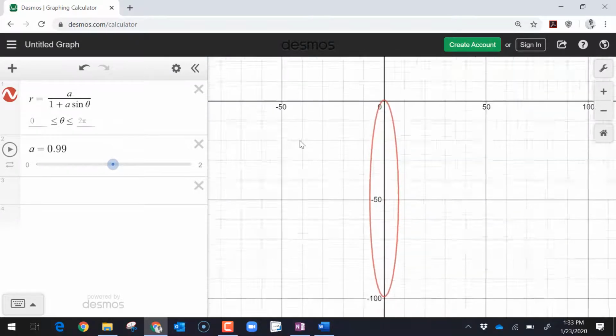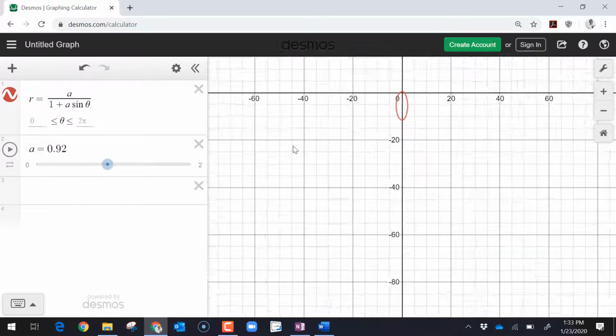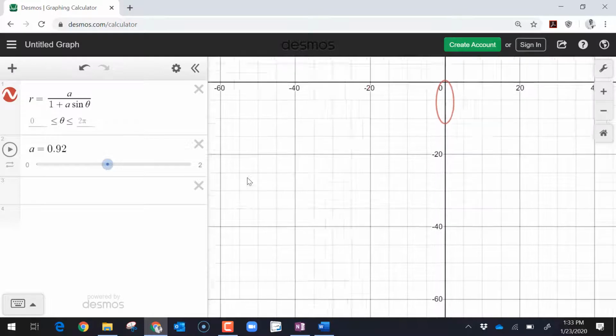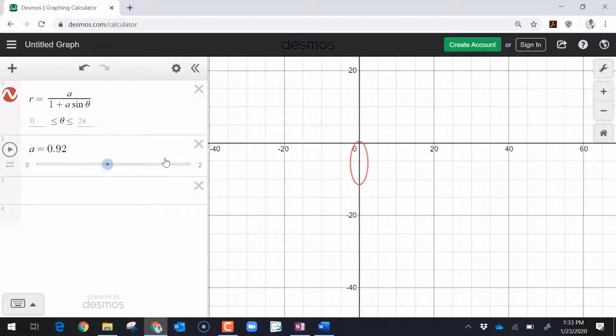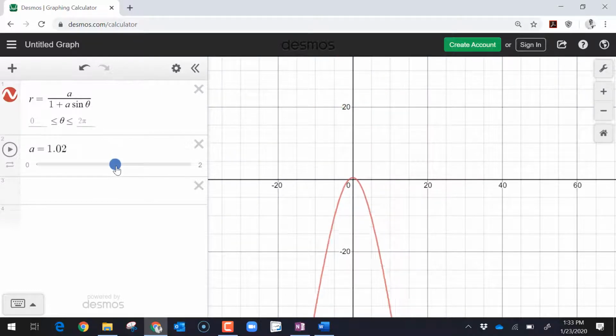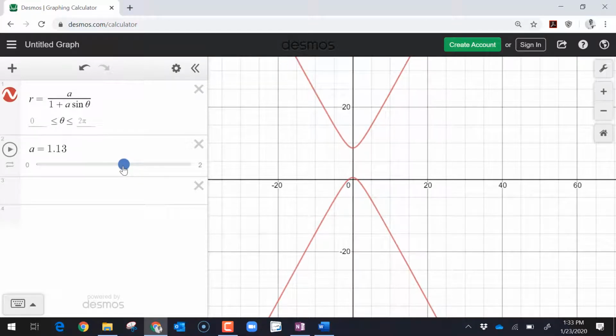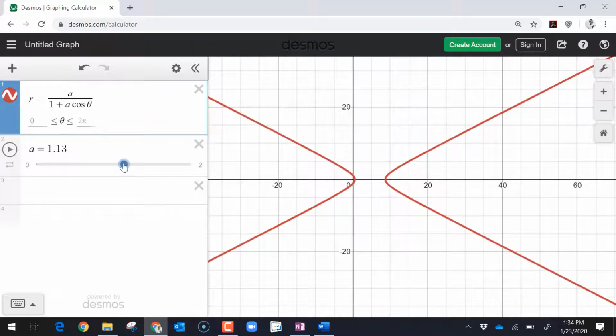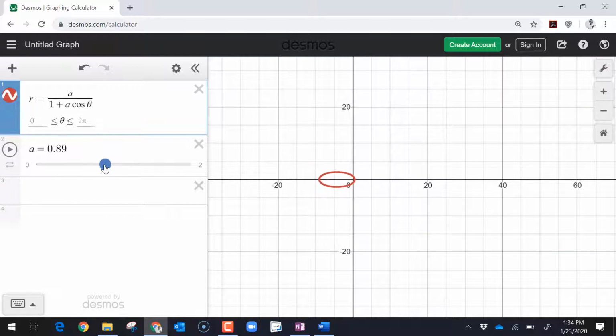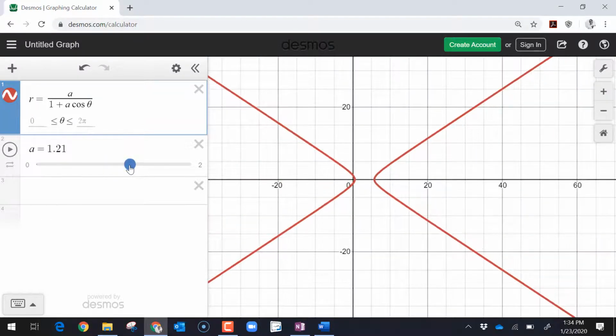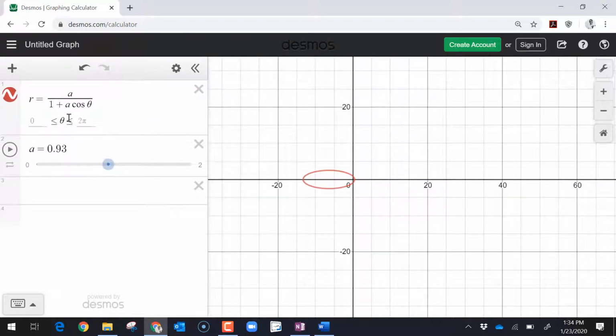But once you start getting this to be less than 1, you see that it starts to look a lot like an ellipse. And if it gets to be bigger than 1, we probably have to zoom out again. But you can see the other side coming, the hyperbola on the other side. So that's what happens if you have a sine. If we have a cosine, it's just going sideways. We still get the same effects, except it's sideways.